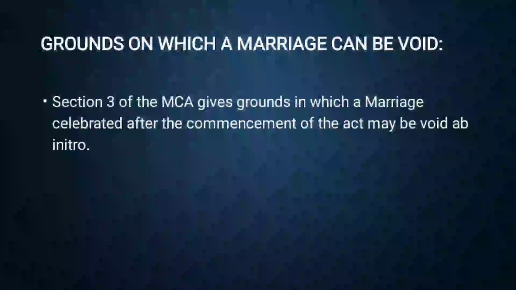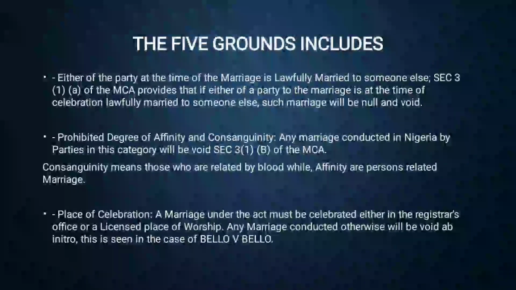Grounds on which a marriage can be void. Section 3 of the Marriage Causes Act gives grounds in which a marriage celebrated after the commencement of the Act may be void ab initio. The five grounds include: either of the parties at the time of the marriage is lawfully married to someone else. Section 3 subsection 1(a) of the Marriage Causes Act provides that if either of the parties to the marriage is at the time of the celebration lawfully married to someone else, such marriage will be null and void.